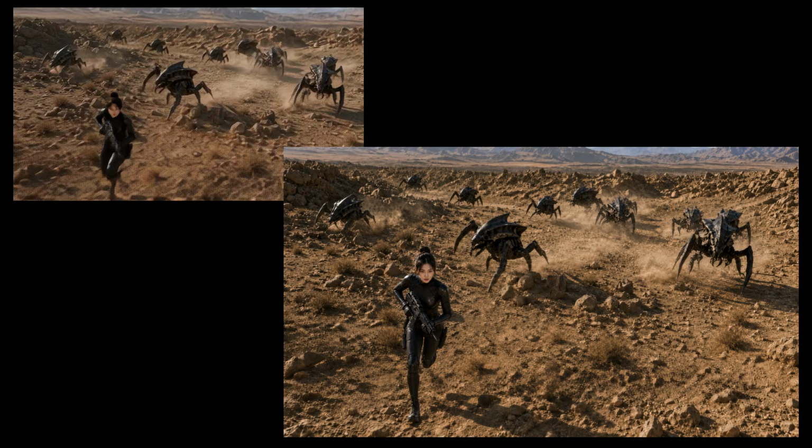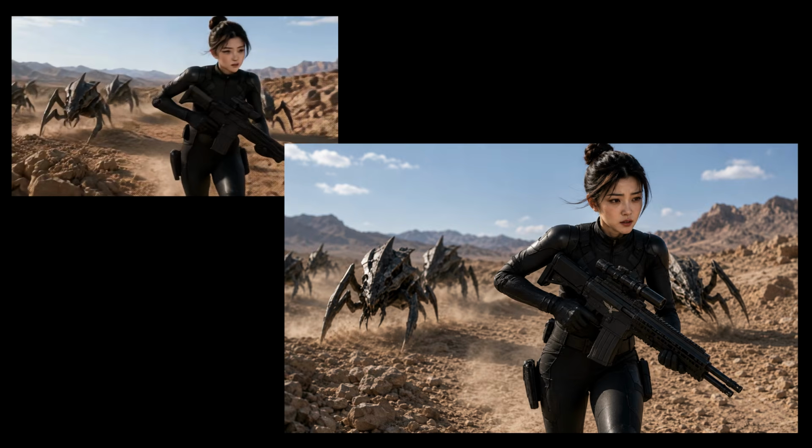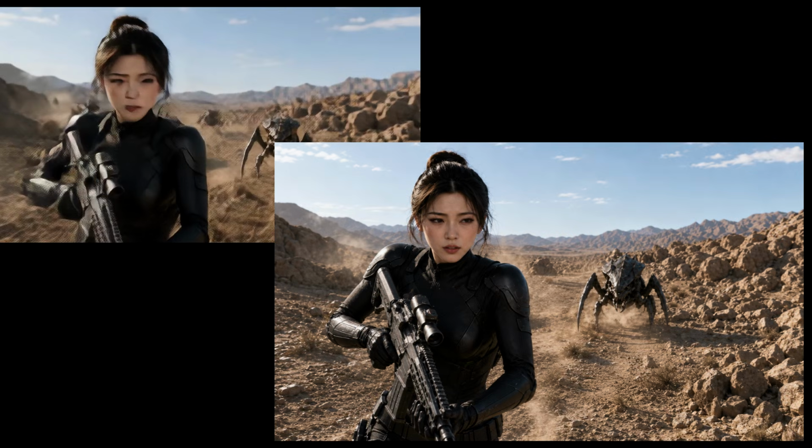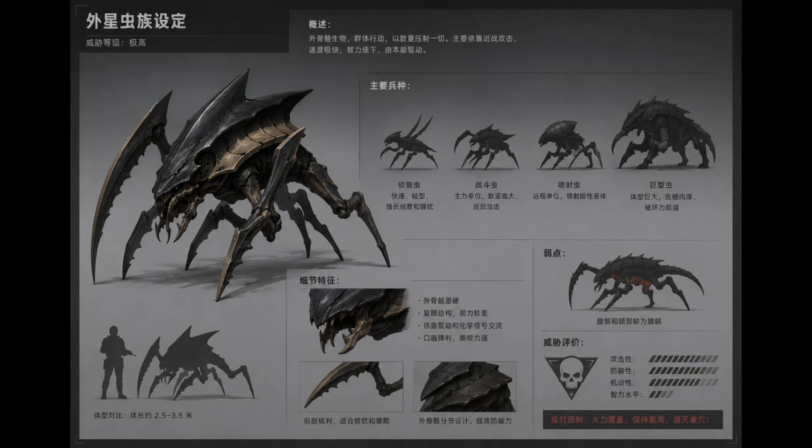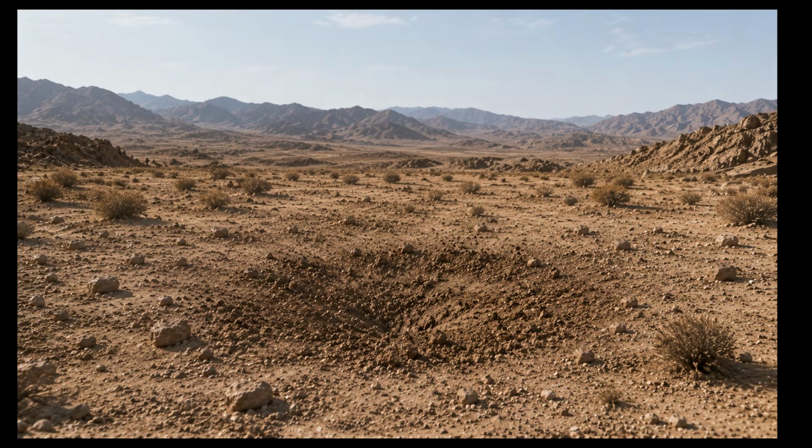Next, I repaint those keyframes at a higher quality. The goal here is to turn the unstable frames into clean and reliable visual anchors. To maintain consistency, I use the character, creature, and environment reference images during the repainting process.